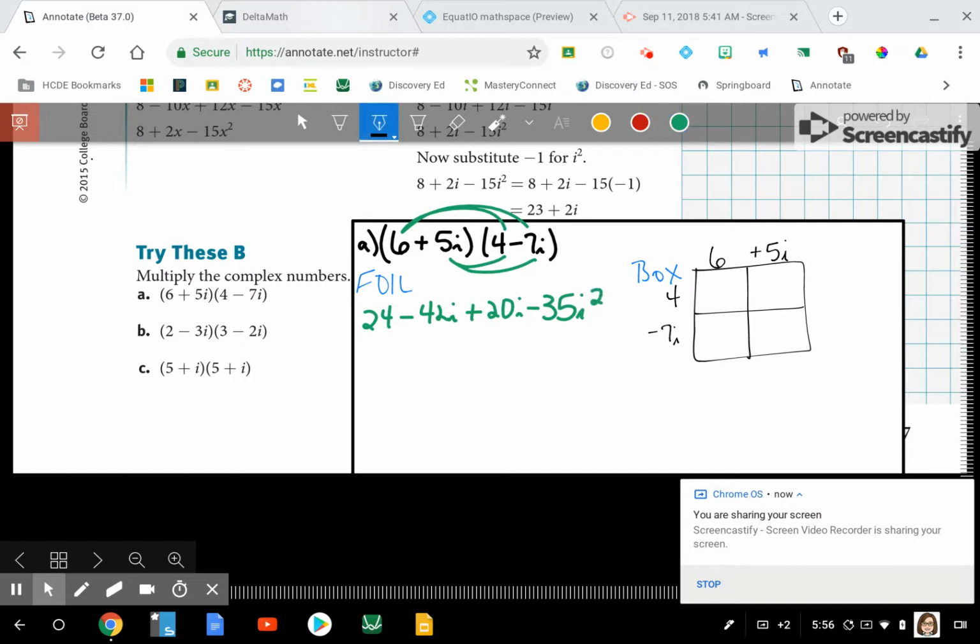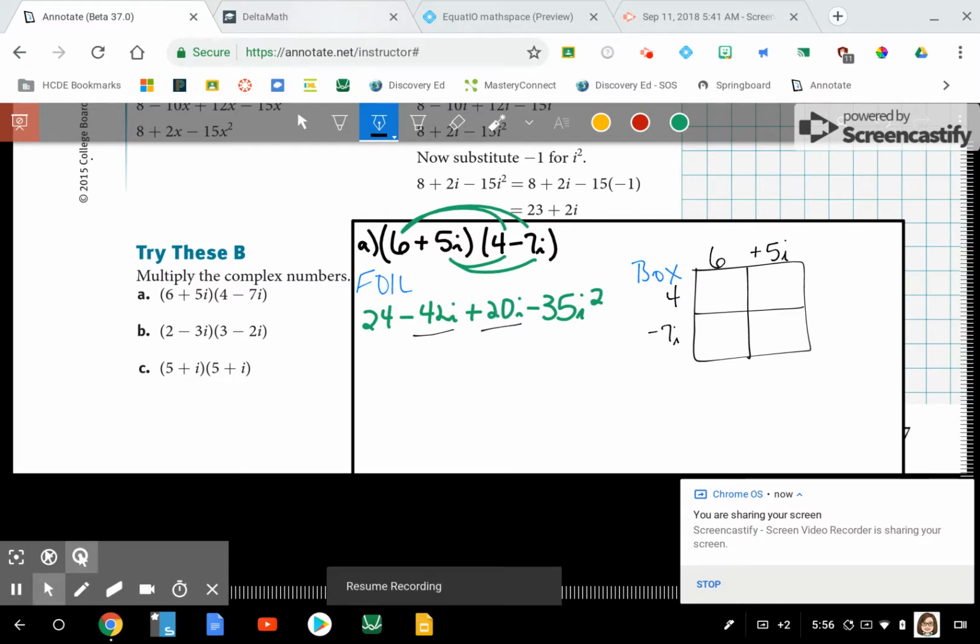So now we need to combine like terms, basically these two terms that just have an i, not an i squared, just the i. So negative 42i plus 20i gives us a negative 22i.